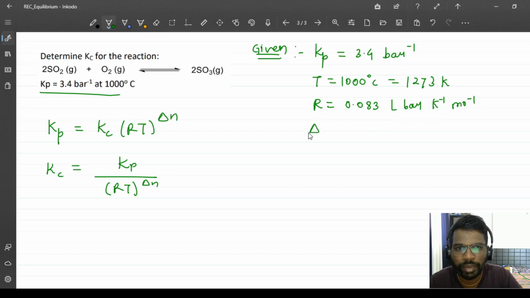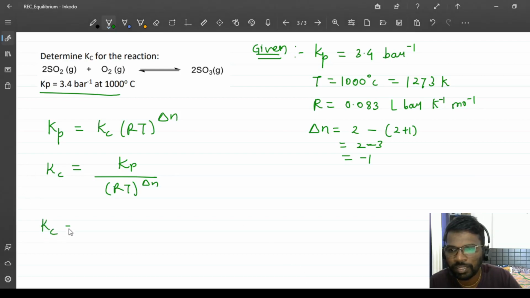Now, what is delta N? Delta N is the number of moles of gaseous product minus the number of moles of gaseous reactant. The number of moles of gaseous product is 2, minus gaseous reactant, which is 2 plus 1. Here this is also gas, this is also gas. So this is 1 and this is 2. So 2 minus 3, which is equal to minus 1. So delta N is equal to minus 1. That is what we are getting.